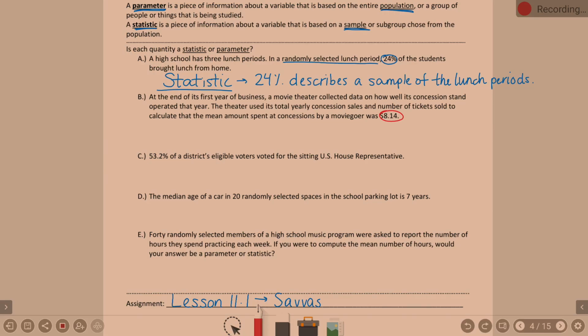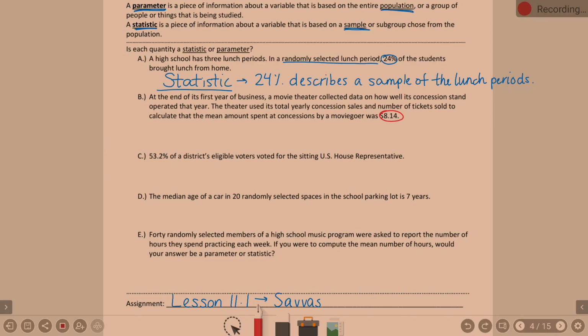What do you think, Zach? I think it's a parameter. Because? Because it's all of the moviegoers throughout the year. Okay. Did it talk about doing a sample or a portion of their moviegoers?